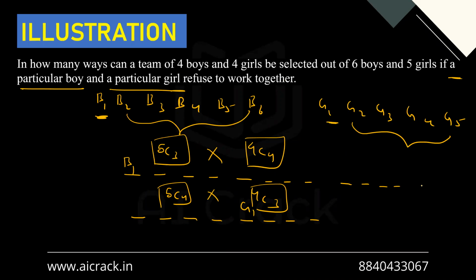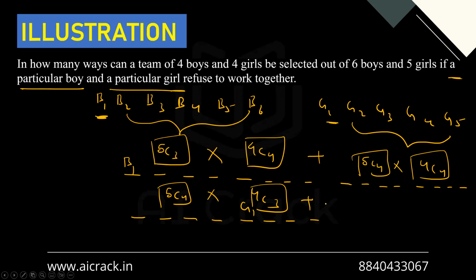So both B1 and G1 are not there. So we have to make 4 selections from these 5 boys and 4 selections from these 4 girls. So 5C4 multiplied by 4C4, right? Now you have to add all of them and that would be your answer.